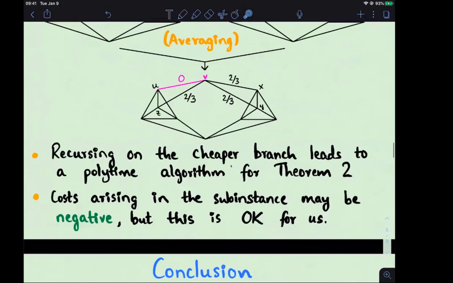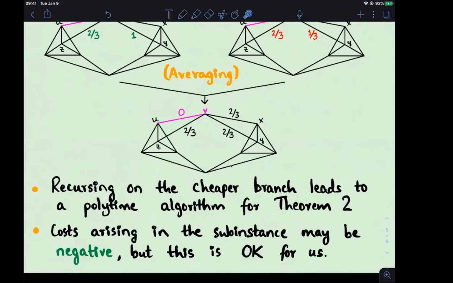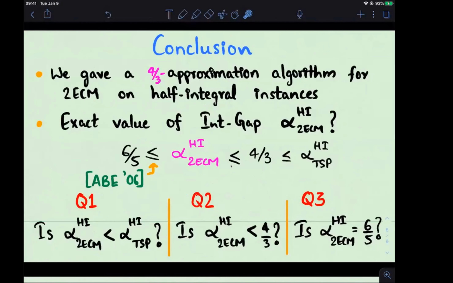And this can lead to negative edge cost in the instance. I've not defined the lifting operation, nor how I create a valid subinstance on the smaller graph. But there is a way of defining cost, and this can lead to negative edge cost. But this is okay for our theorem because we allow negative edge cost. I'll conclude my talk with this.